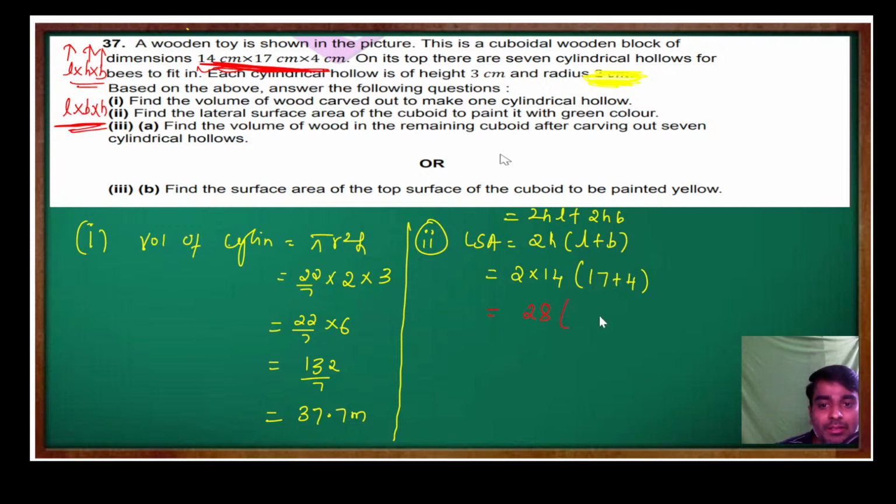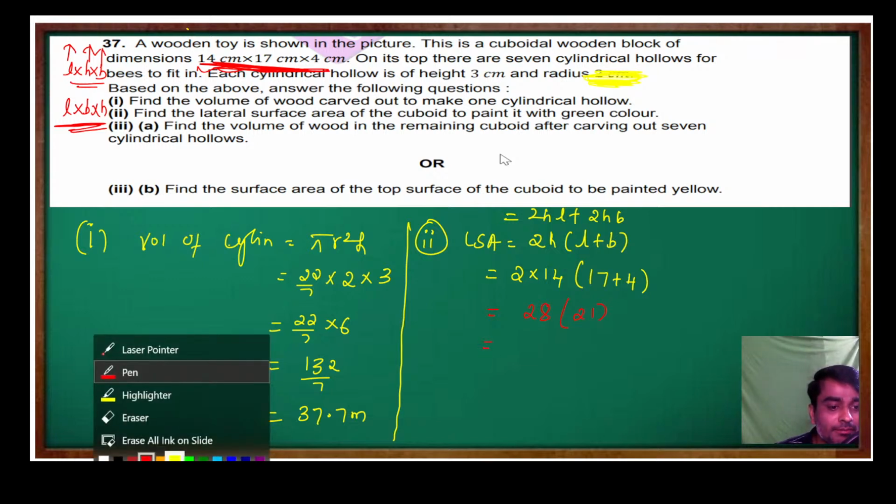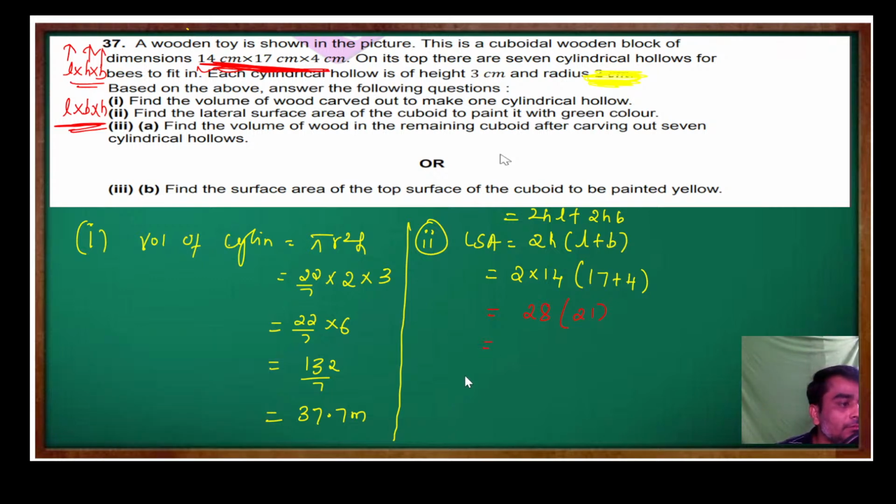LBH. So what is this? 28 and this is 21. 28 into 21, 588 centimeter square, because everything is in centimeter here. This also should be centimeter only. This should be centimeter cube for volume. Then the third part we'll do here only.